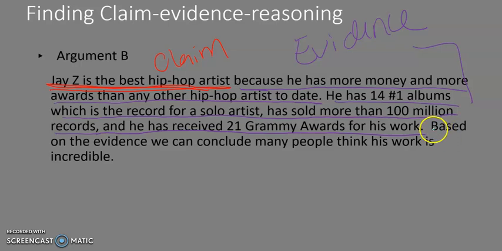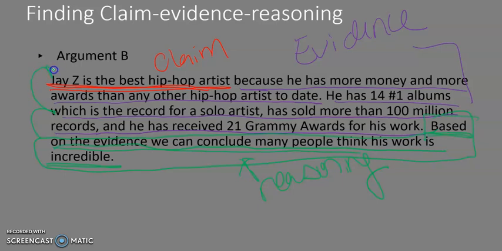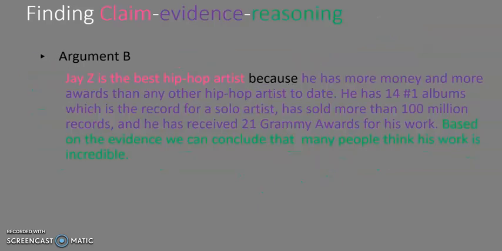And then look at this nice little sentence stem. Based on the evidence, we can conclude many people think his work is incredible. So here is our reasoning. Here is the why. Here is our way of tying all of this together. This is why this supports this. Here we are: our claim, our evidence, and our reasoning.